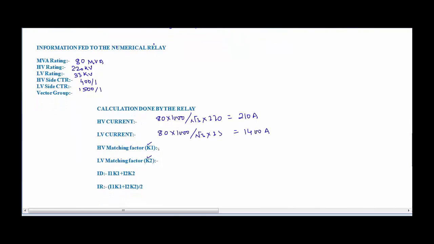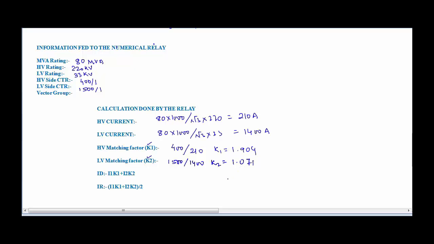And how is it going to calculate? The formula for K1 is the HV side CT ratio divided by the HV side rated current. So the HV side CT ratio is 400 divided by the HV side rated current of 210 amperes. So K1 will be equal to 400 divided by 210, which is approximately 1.904. And similarly for K2, it is the LV side CT ratio divided by the LV side rated current. So it is 1500 divided by 1400, which is equal to 1.071.